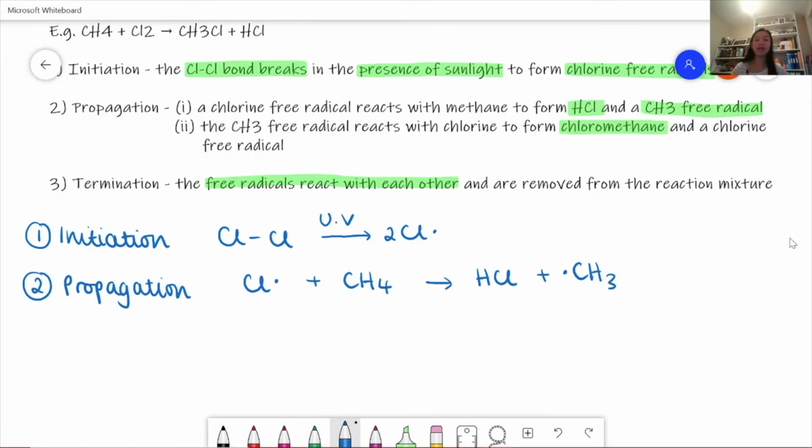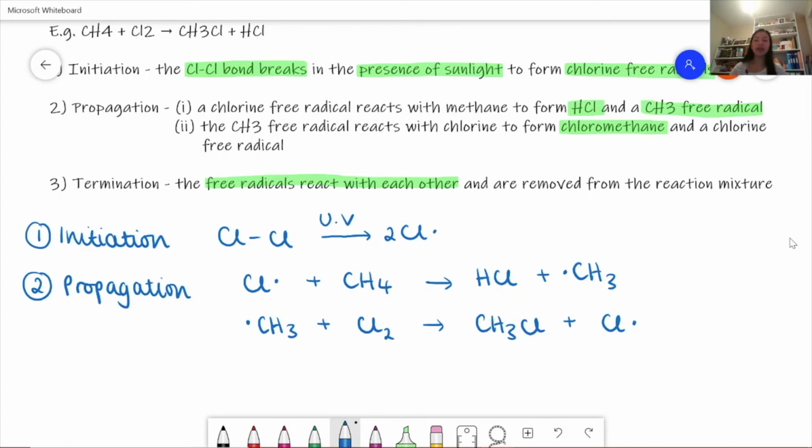And the second step is where we have this CH3 free radical reacting with chlorine, and this will form our chloromethane, so CH3Cl, because basically it takes one of the chlorine atoms from the chlorine. And so we get a chlorine free radical. And so this is the free radical that goes and then repeats these 2 steps. So this is the chain reaction.